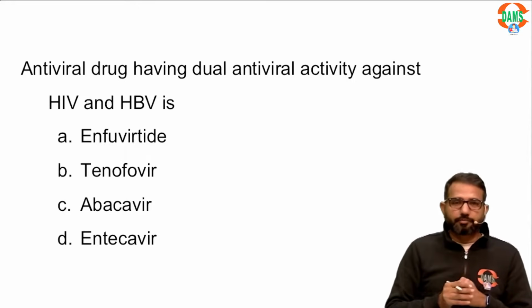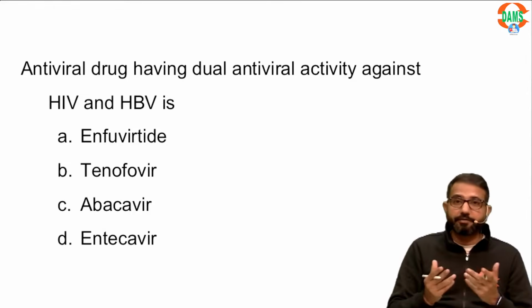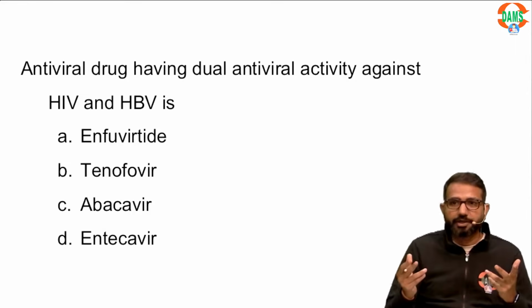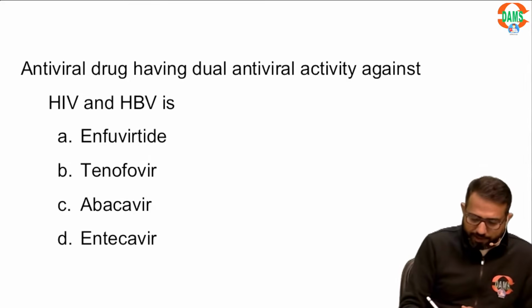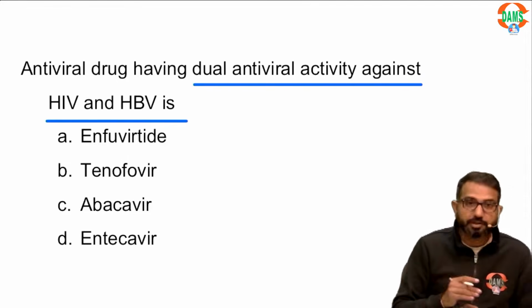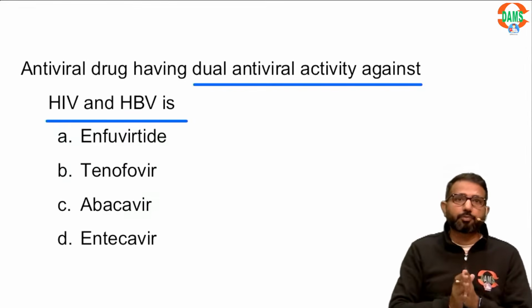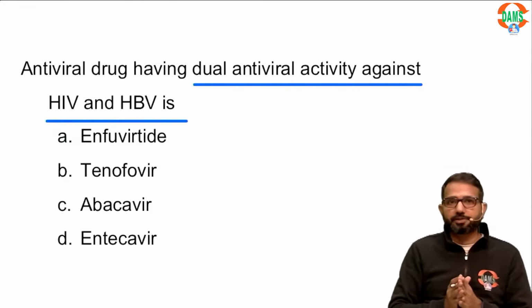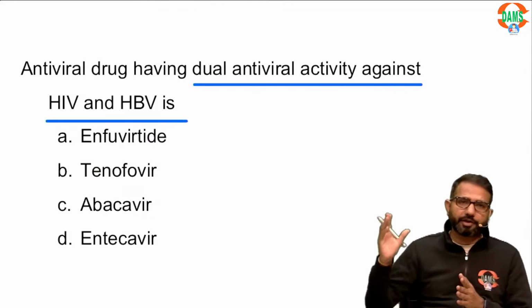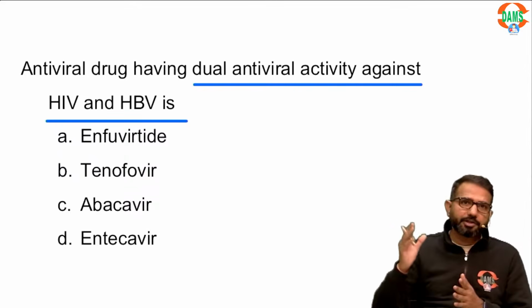Now this question has been asked in the NEET PG exam, FMGE exam, INI-CET. Antiviral, you know, HIV antiretroviral therapy. Which antiviral drug has dual antiviral activity against HIV as well as hepatitis B, and is the most effective drug for both? The options are enfuvirtide, tenofovir, abacavir or entecavir.